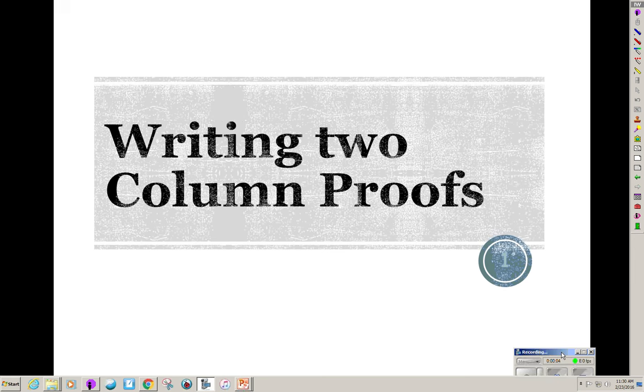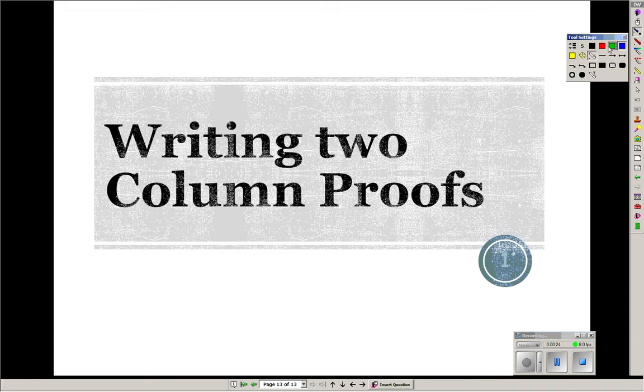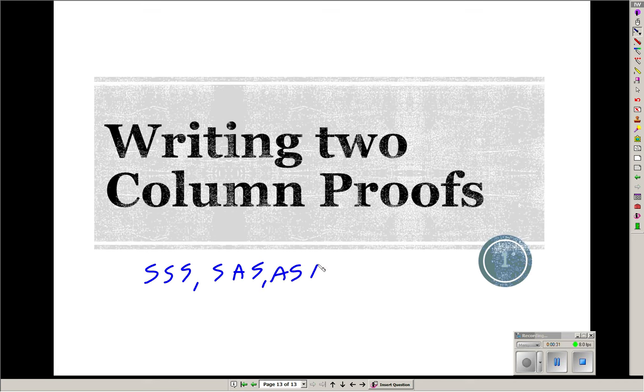This lesson is writing two-column proofs for congruent triangles. So we're going to be given two triangles with various information, and then we're going to prove that those triangles are congruent using any of the 5 reasons. Remember, those 5 reasons are SSS, SAS, ASA, AAS, or HL.